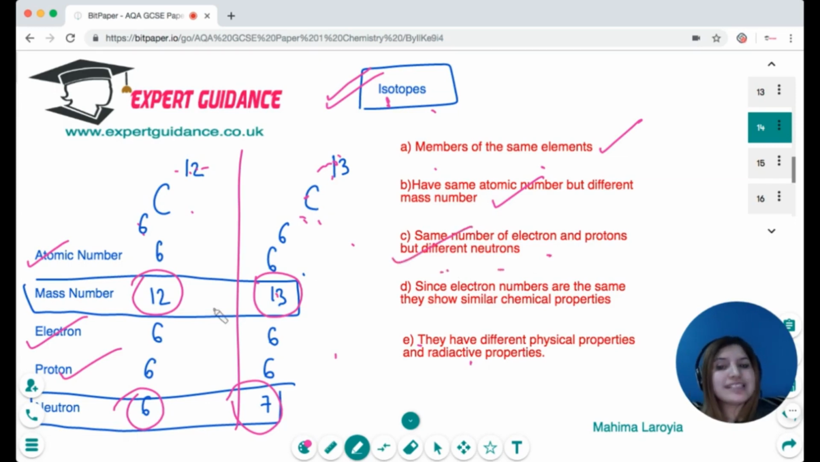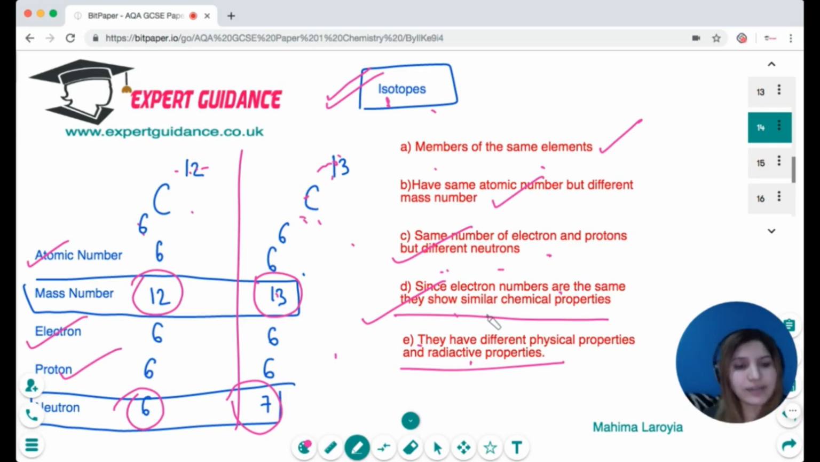So since they have similar electronic number, they show similar chemical properties, and since they have different masses, they show different physical properties and radioactive properties. It can happen that one of the isotopes is stable, the other is radioactive, and this is all because they have different masses. So you should know the definition of isotopes, what things are same, the similarities in the isotopes.